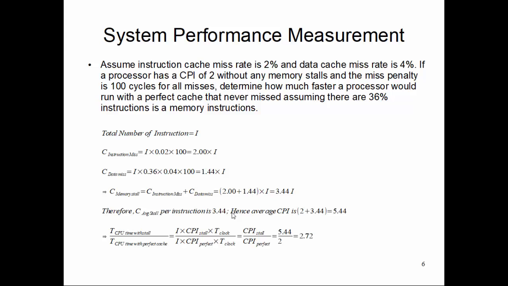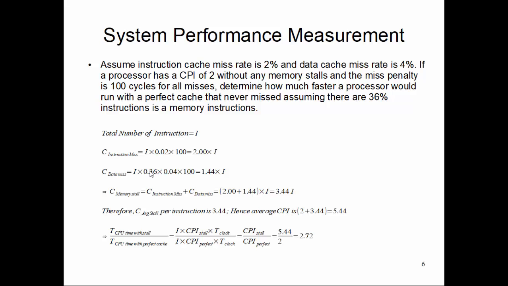To solve this problem, we start with the assumption that our total number of instructions is I. The cycles for the instruction miss are I times 0.02, that is 2%, multiplied by 100, which is basically 2I. The instruction miss is when we access the instruction cache for instruction fetch; that is how much miss happens there. So 0.02 multiplied by I multiplied by 100 cycles gives 2I cycles.